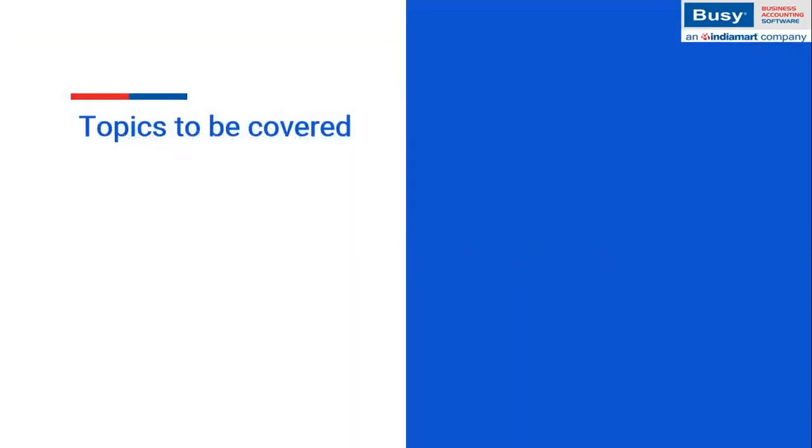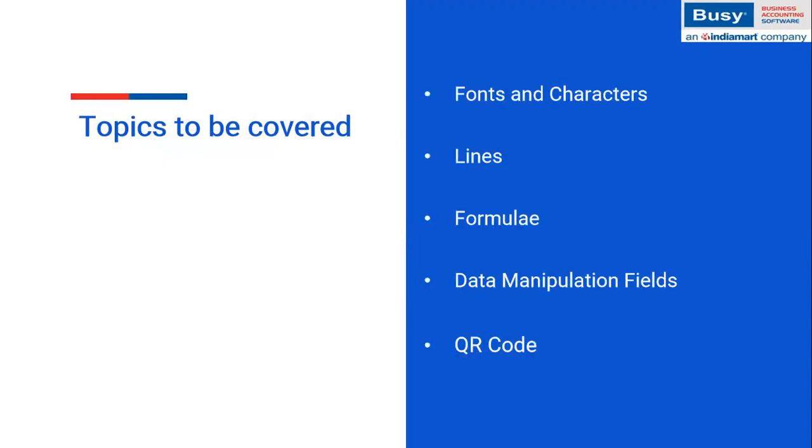Topics to be covered. What are the topics we are covering today? First, the topic is fonts and characters: how you can use the fonts and the characters in Advanced Invoice. Lines: how you can configure the line alignment in Invoice. You need a full line, a half line, or a horizontal line, vertical line. We'll learn today how you can use the lines in Busy.